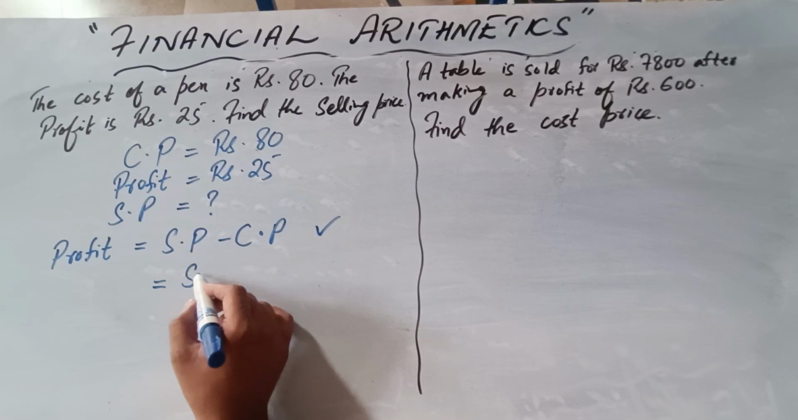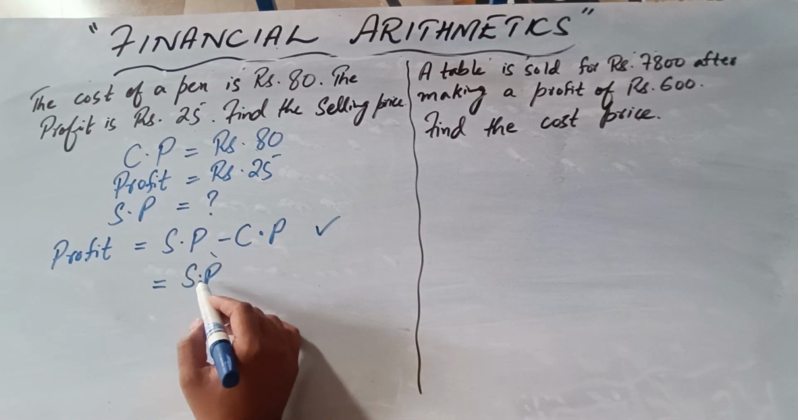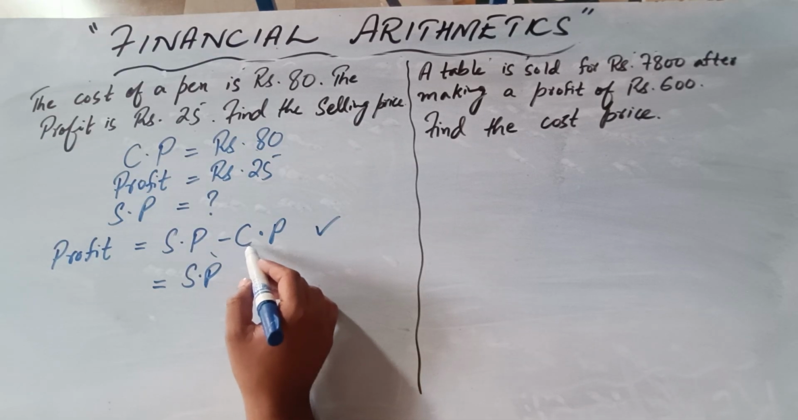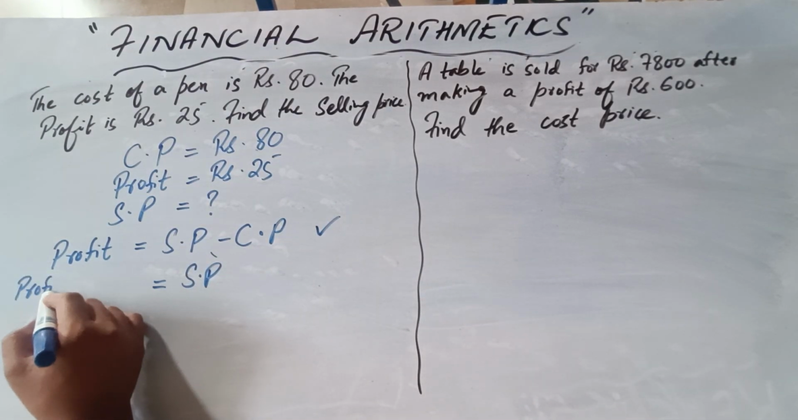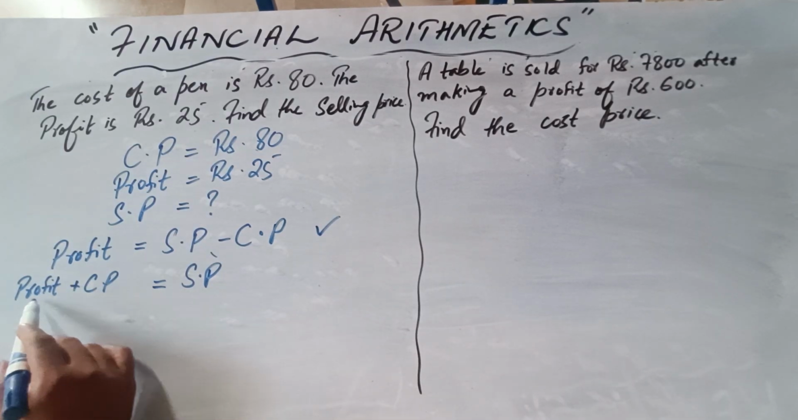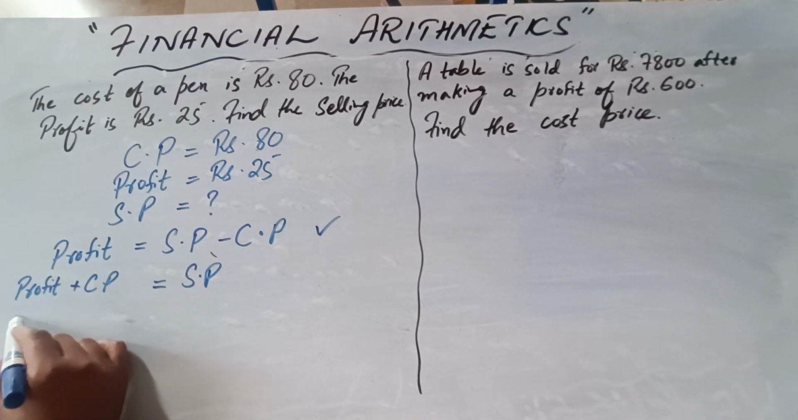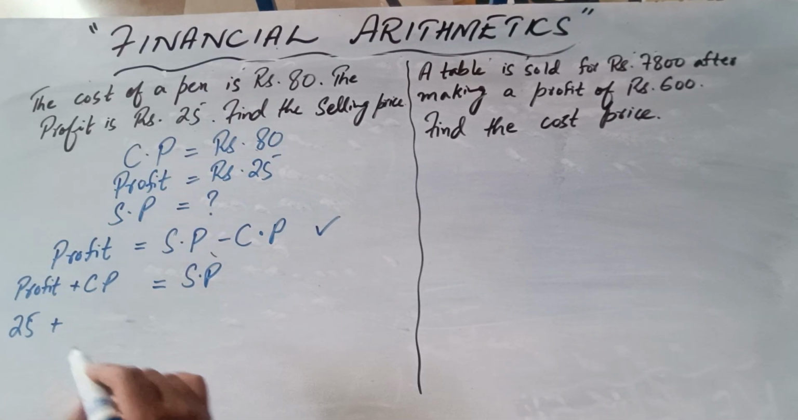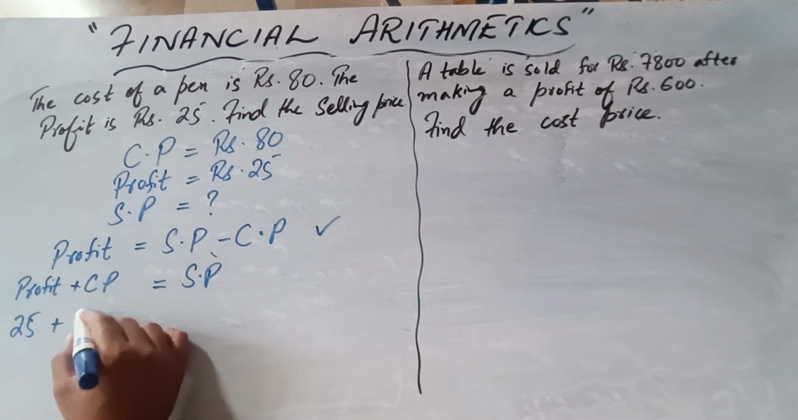We are keeping selling price over here. The cost price is extra, so we need to isolate selling price. Cost price is being subtracted over here, so if it goes over there it will be added with profit. So the formula becomes SP equals profit plus CP. Profit is rupees 25 and the cost price is rupees 80.